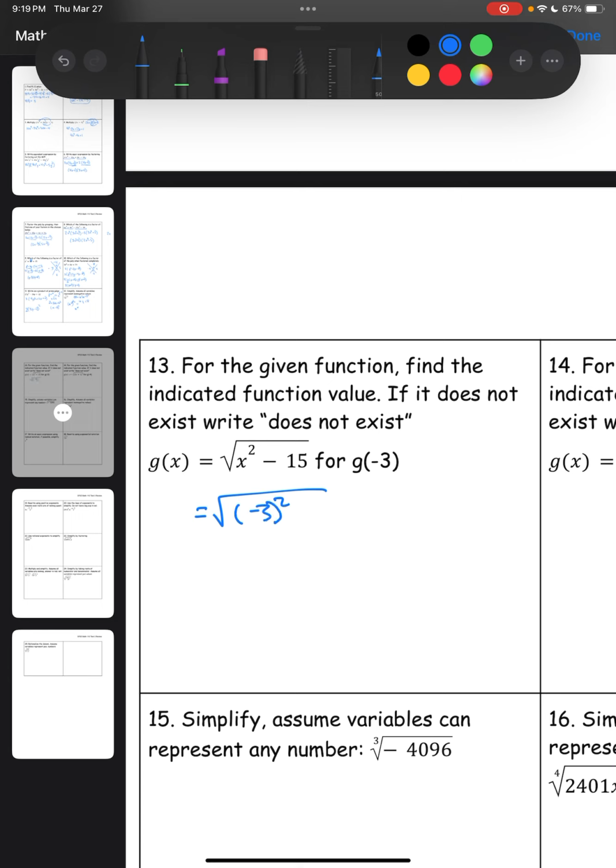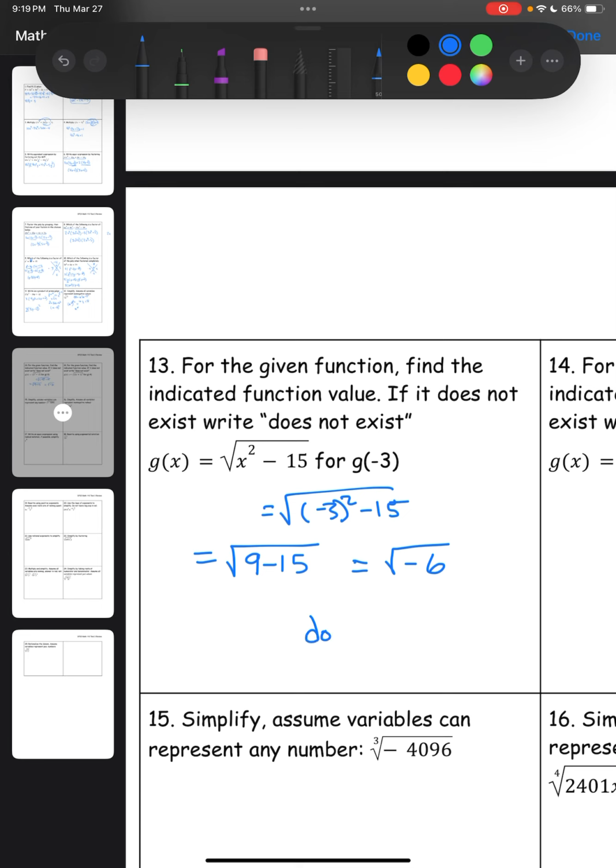-3 squared minus 15. Now, -3 times -3 is a positive 9. And then we're left with minus 15. Now, this gets us a -6, right? Which is not possible. So it does not exist.